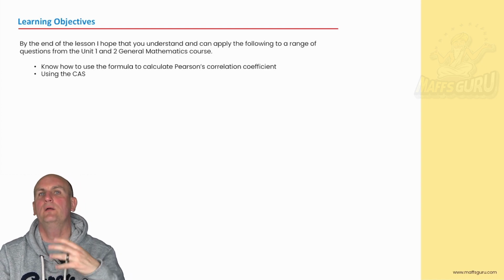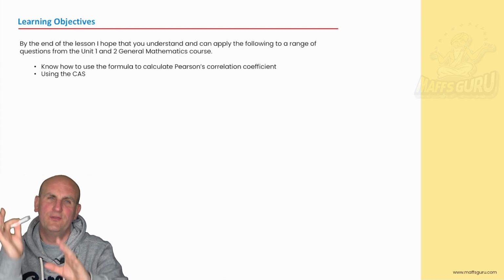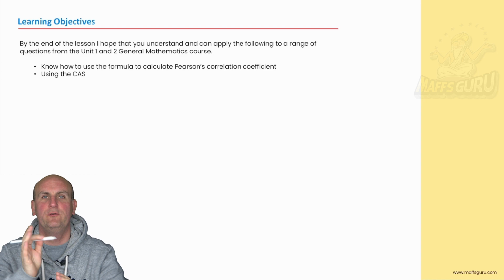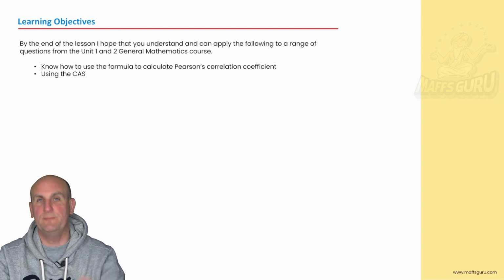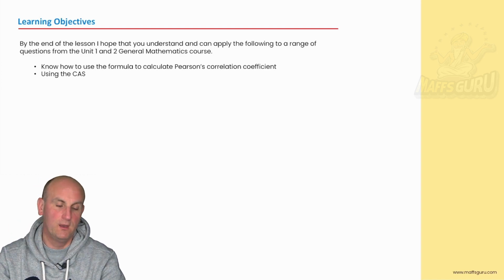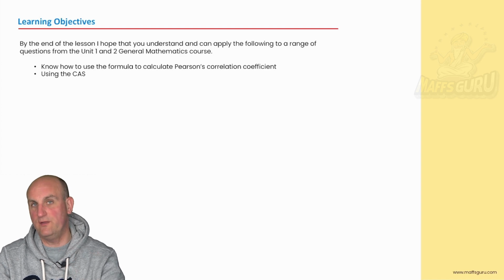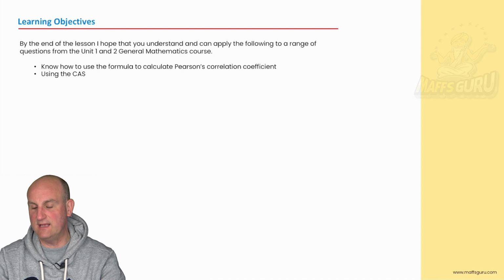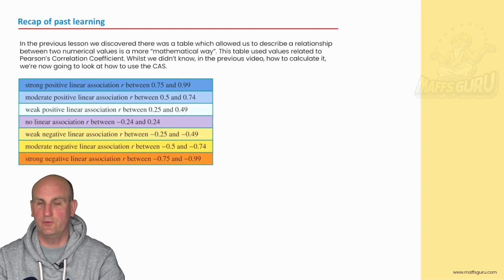Now, what are we learning in this lesson? Well, we've already learned that there is this magical value of R that talks about how close points from a scatter plot are to some magical straight line. And we'll talk about that magical straight line a little bit later on. To be able to work out the value of R, there are two ways. We can use a formula, or we can use our CAS. Which one do you think we are going to want to do? Well, it's the general maths course.